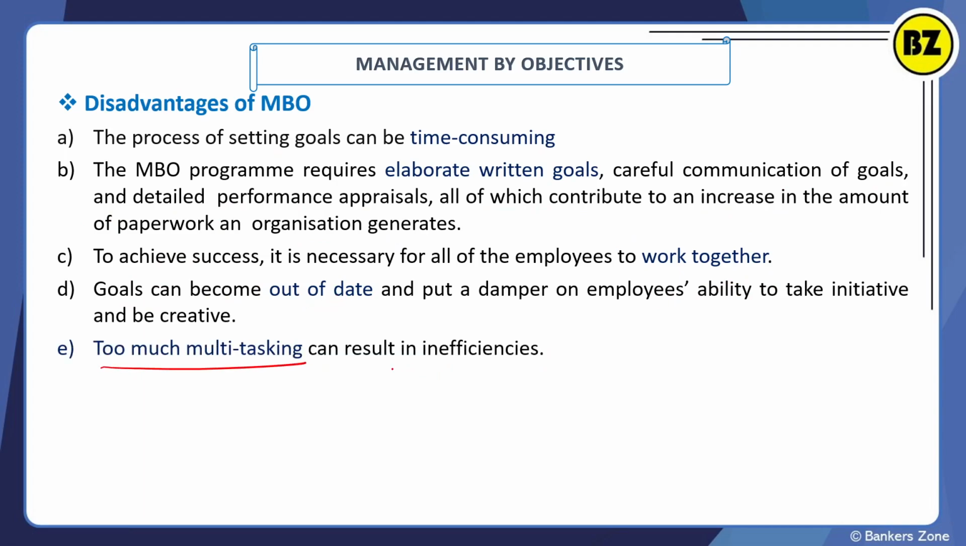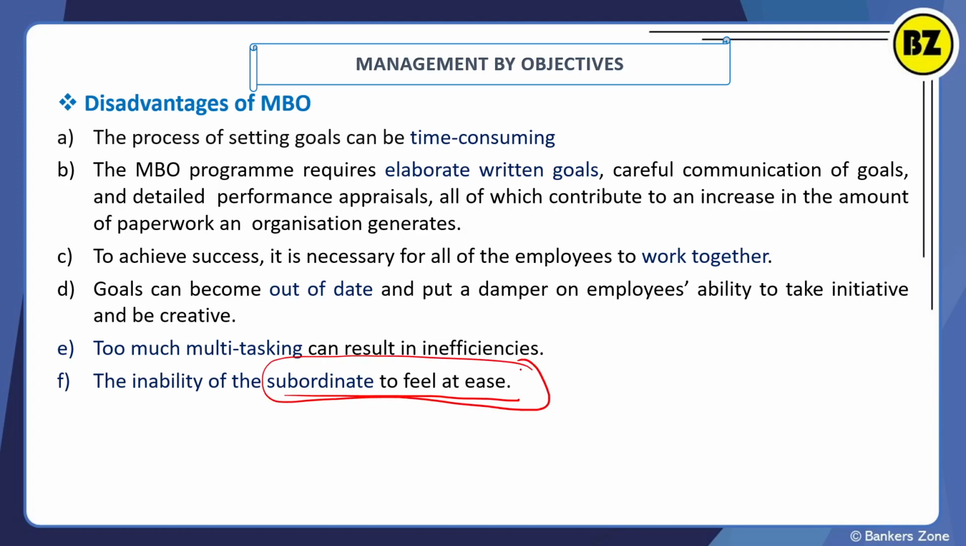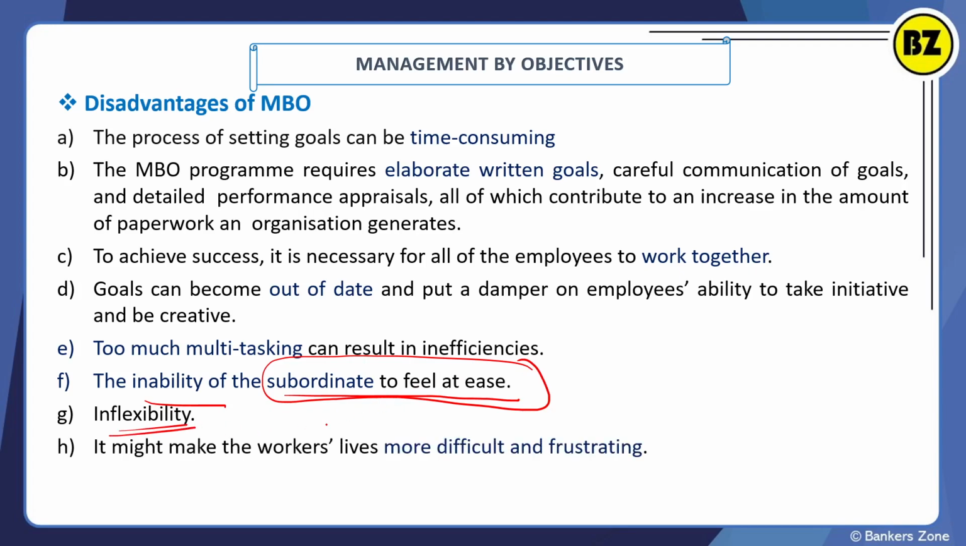Next, too much multitasking can result in inefficiency. In the MBO process, too much multitasking is required. That's why that may result in inefficiency. Then the inability of the subordinate to feel at ease. This may happen, right? Sometimes subordinate staff will not work as per the expectations of the managers, right? So this is the inability of the subordinate to feel at ease. Then there is no flexibility in the MBO, right? It might make the worker's life more difficult and frustrating. Because individual targets are there, a lot of difficulties can be there, right?